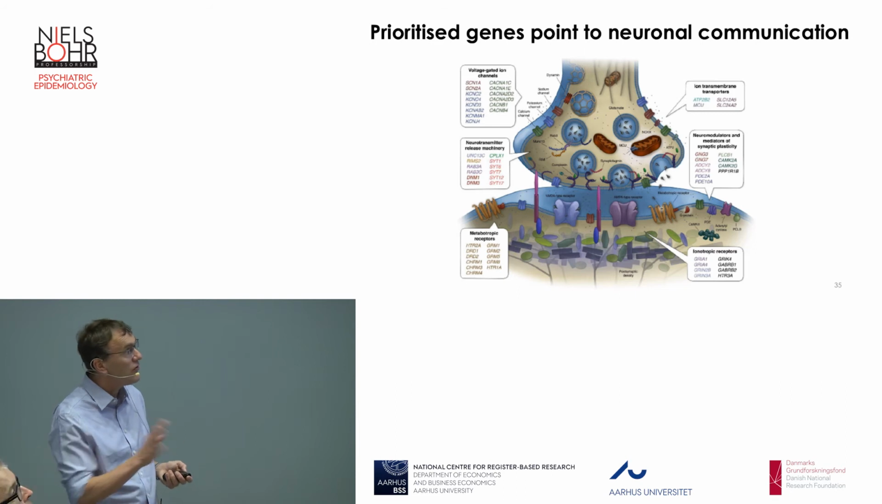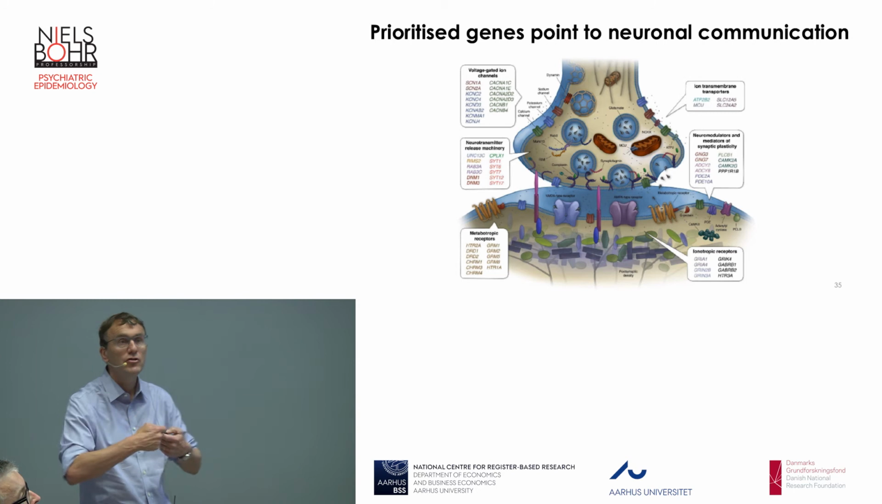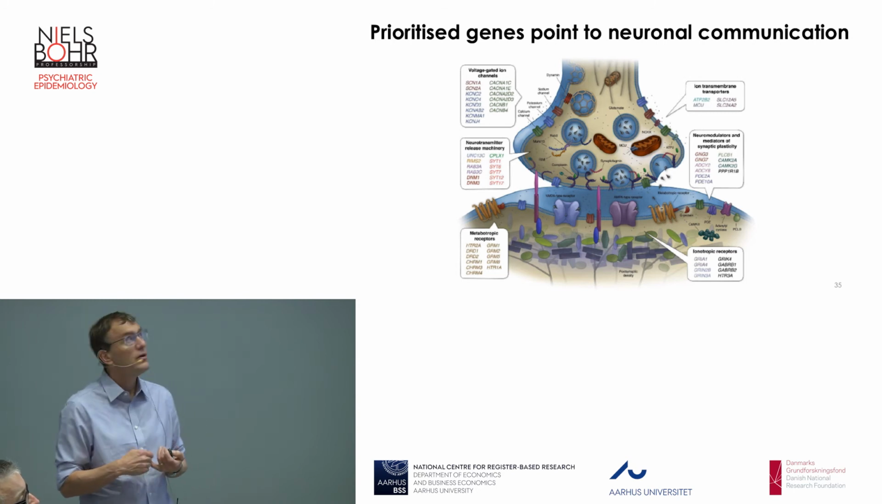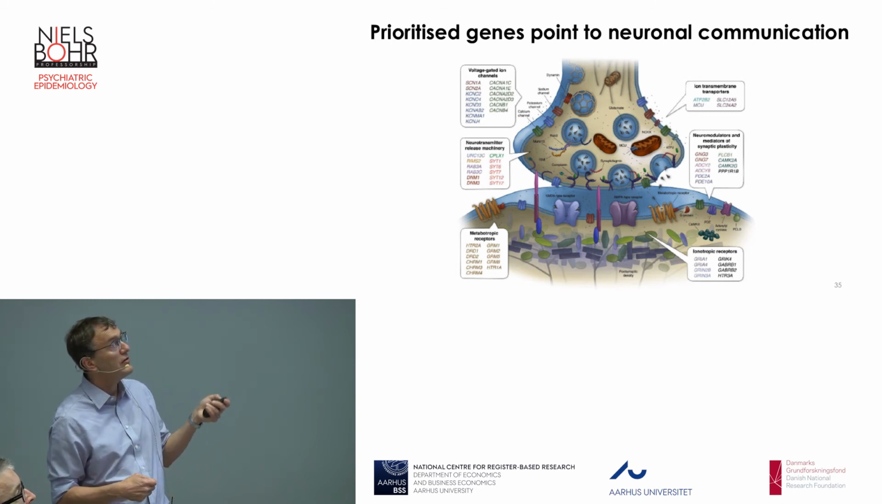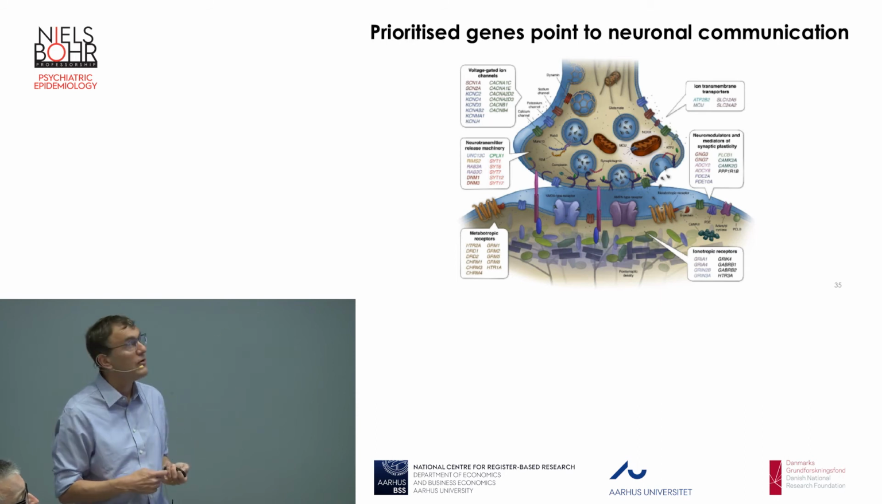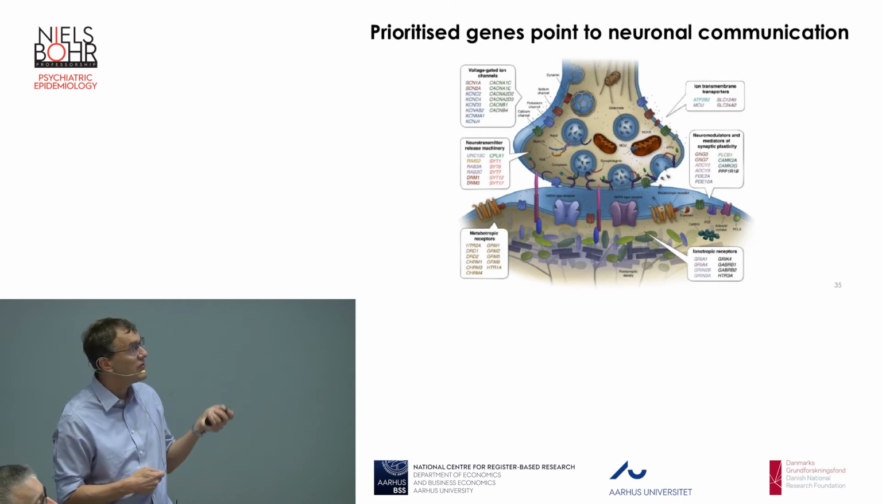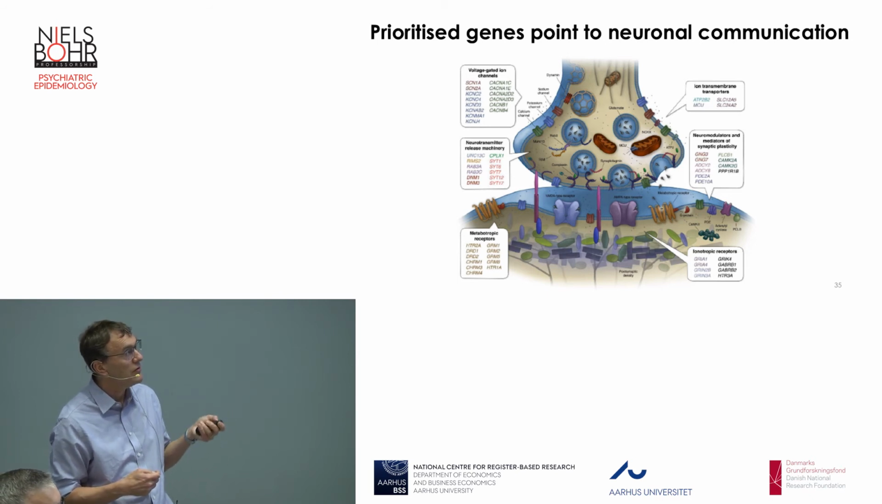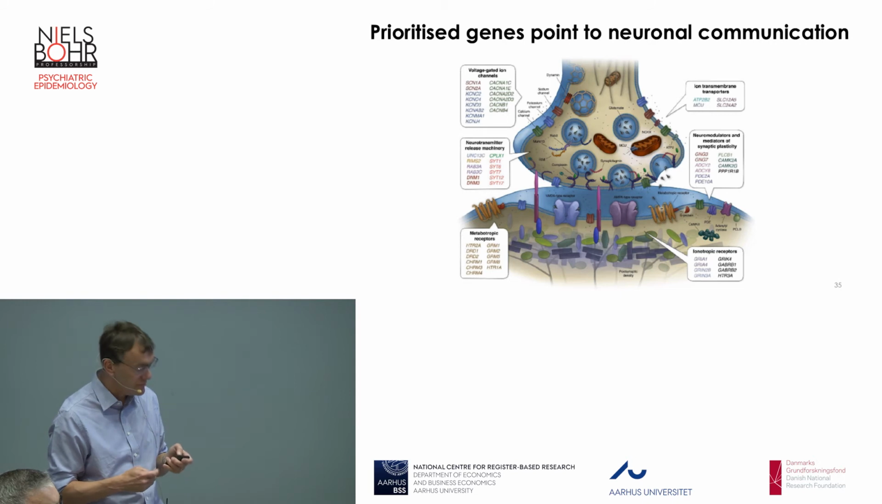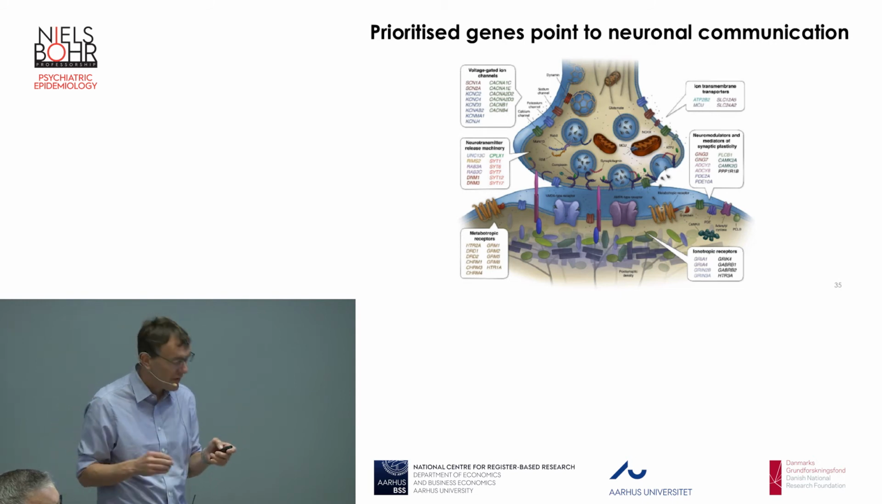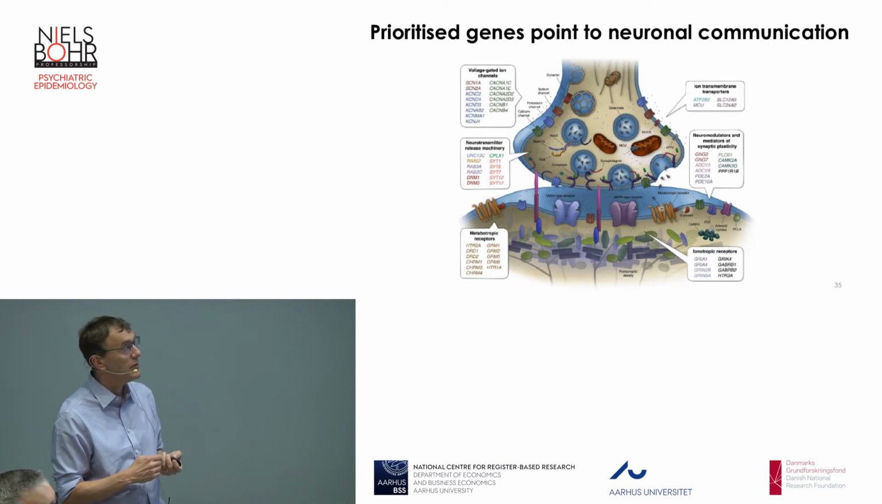So first of all, this is just a schematic of a synapse where neurons communicate. When we look at all our prioritized genes, and these are prioritized from a whole bunch of different analyses, basically they all seem to point to communication between neurons. Here are all these genes listed, and here's where they play a role in synaptic plasticity and neuronal communication. So that was kind of cool, and maybe what you expect.